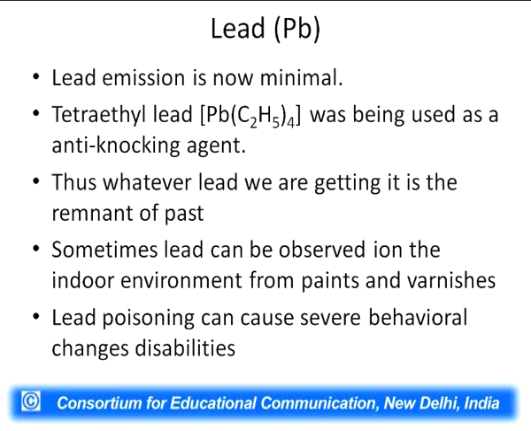The next class of pollutant is lead. Nowadays, lead emission is very, very low, because lead was initially used as an anti-knocking agent in petrol in the form of tetraethyl lead, that is Pb(C2H5)4. Nowadays this has been banned and replaced by an organic compound which is not a pollutant. So whatever lead we are getting is basically the lead which was present in the past, which has become part of dust or roadside dust. Sometimes lead can be observed in the indoor environment from paints and walls. So nowadays they are the major source of concern. Lead poisoning can cause severe behavioral changes and disabilities.